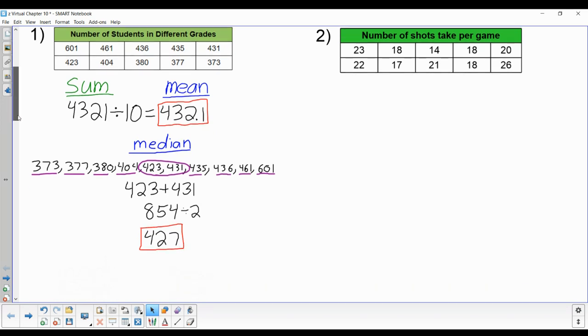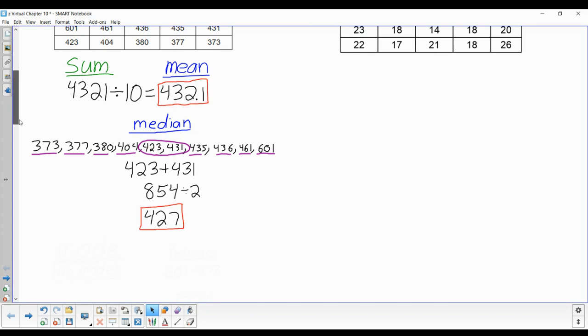The mode is the number that appears the most often. So you look at the numbers and you look for ones that happen more than once or happen more than any other. Since all of these happen the same number of times, once, then you would say that there is no mode. If you have 2 or 3 numbers happening more than all the others, you can have multiple modes.